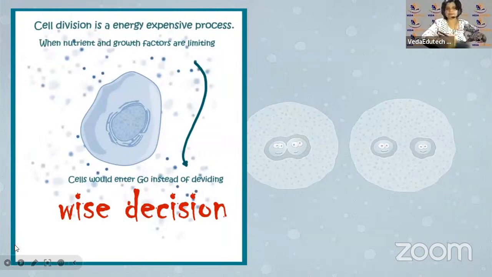Why do we do this? Because cell division is energetically very expensive. It is not easy. Making babies is not easy. All the humans know that making babies is not easy. For women, they have to carry the baby in the womb for so many months, right? Even after that, they have to nourish the baby. So it is a very energy intensive process, right?